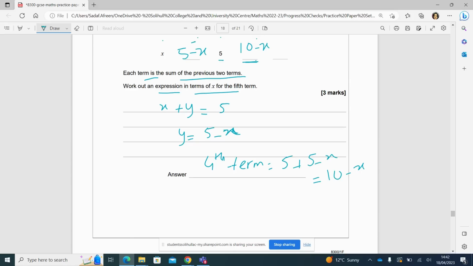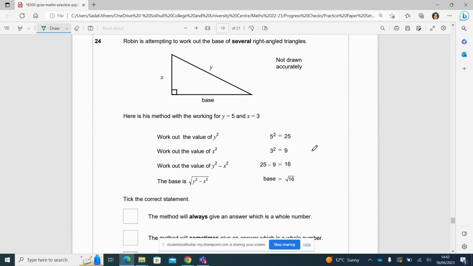Then we need to work out the value for the fifth term, and you will get that when you add this and 5 together. Okay, so we do 5 plus 10 minus x, and that gives you 5 plus 10, which is 15, so 15 minus x, and that is the answer for the last one. The fifth term will be 15 minus x. Okay, and that's the answer.